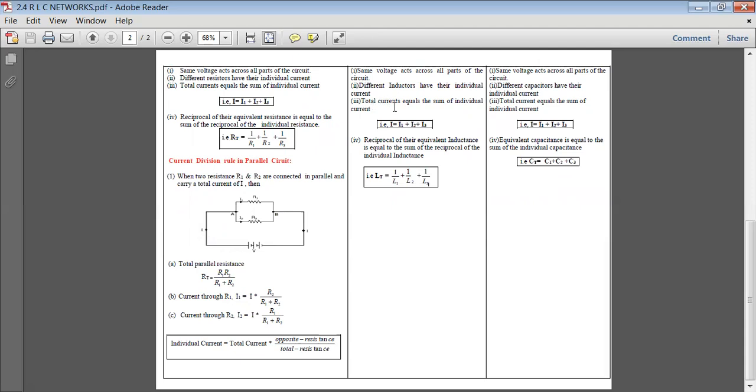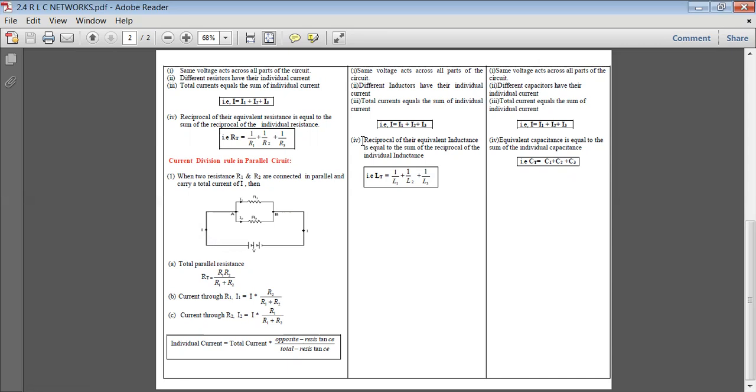Now come to total current equals the sum of individual currents. Total current equals the sum of individual currents. I is equal to I1 plus I2 plus I3.